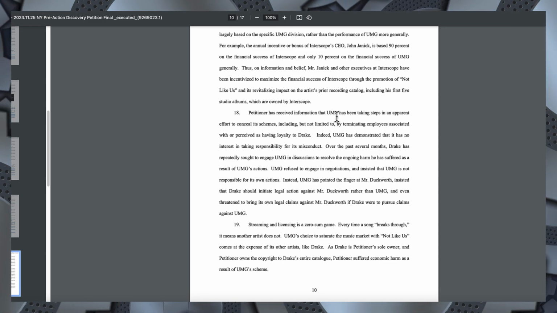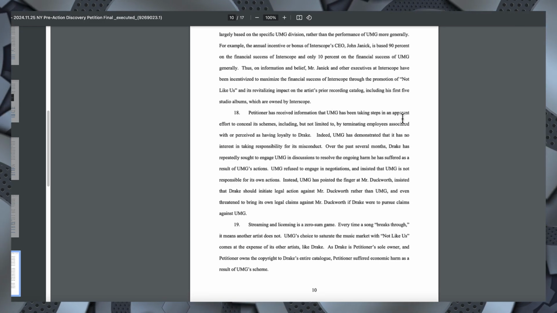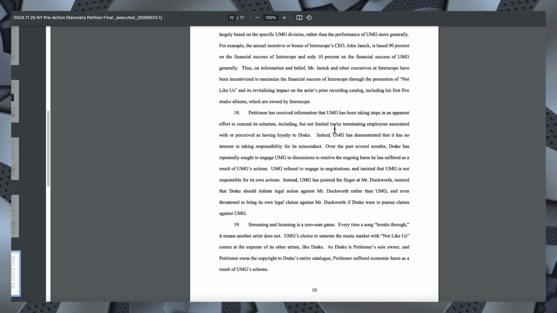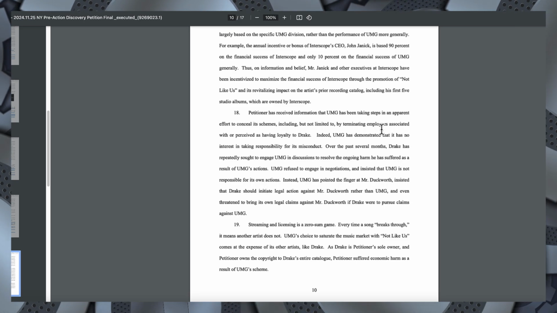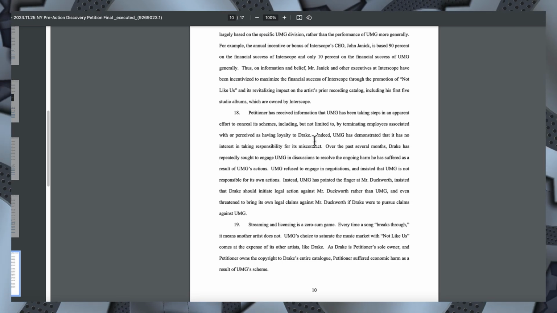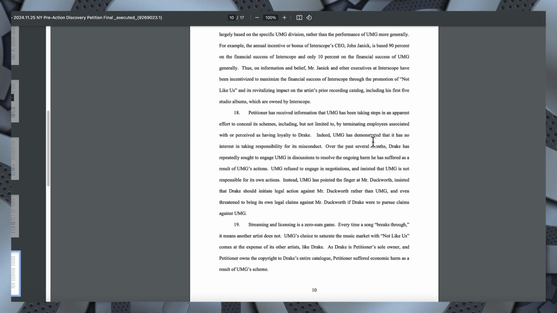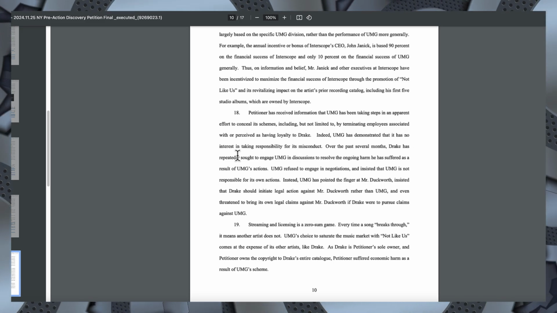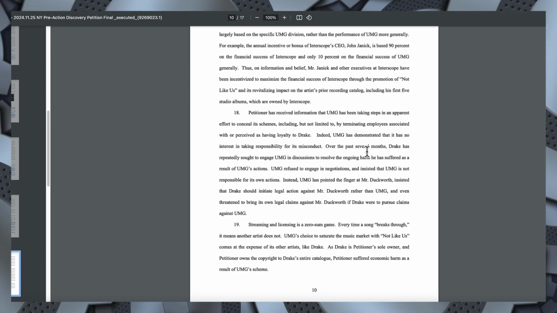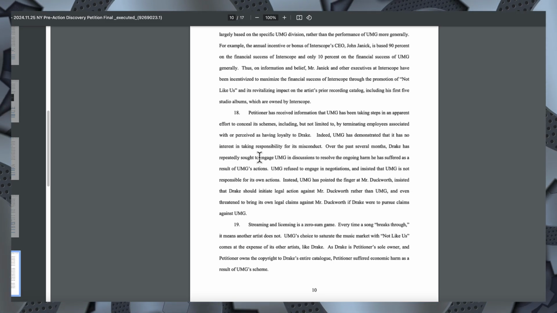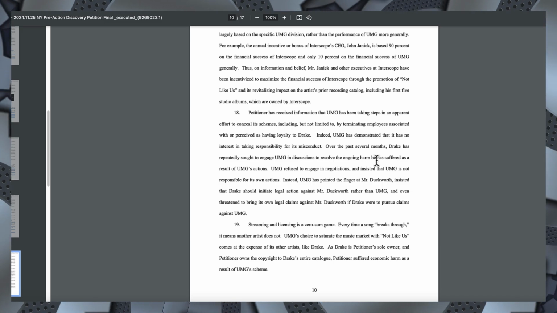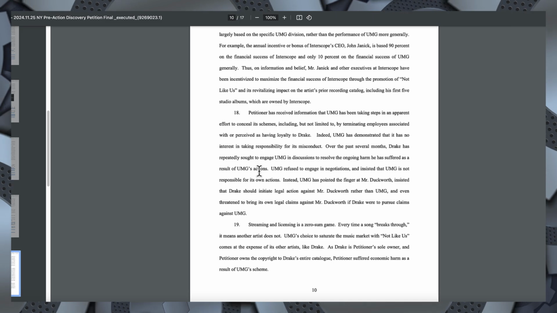Petitioner has received information that UMG has been taking steps in an apparent effort to conceal its schemes, including but not limited to by terminating employees associated with or perceived as having loyalty to Drake. Indeed, UMG has demonstrated that it has no interest in taking responsibility for its misconduct. Over the past several months, Drake has repeatedly sought to engage UMG in discussions to resolve the ongoing harm he has suffered as a result of UMG's actions.